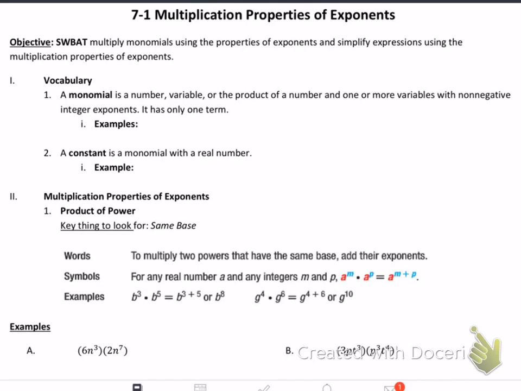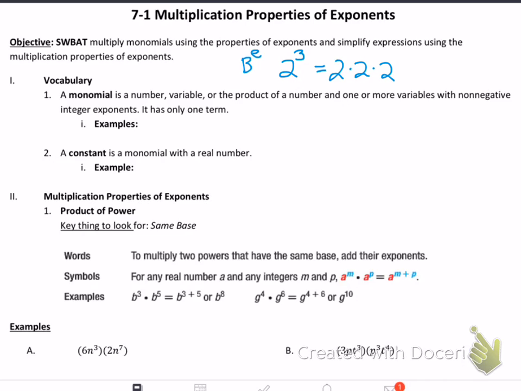Class, we're starting chapter 7. This is a lot about properties of exponents. And so exponents, we know that there is a base and an exponent, base raised to the e power. So 2 raised to the third power is translated as 2 times 2 times 2, right? You're multiplying that base number 2, 3 times.